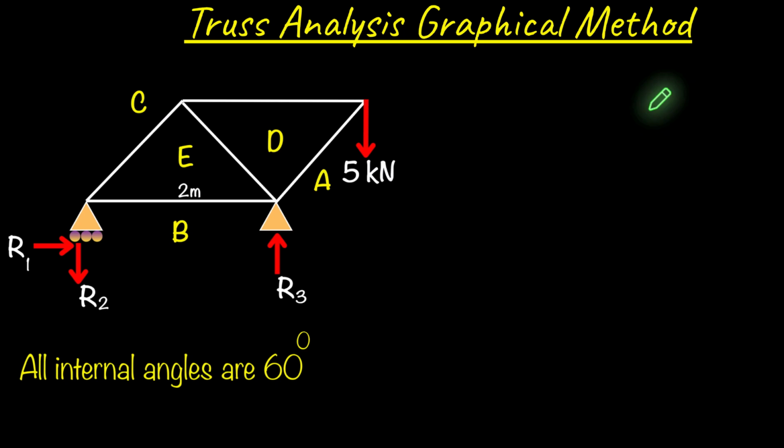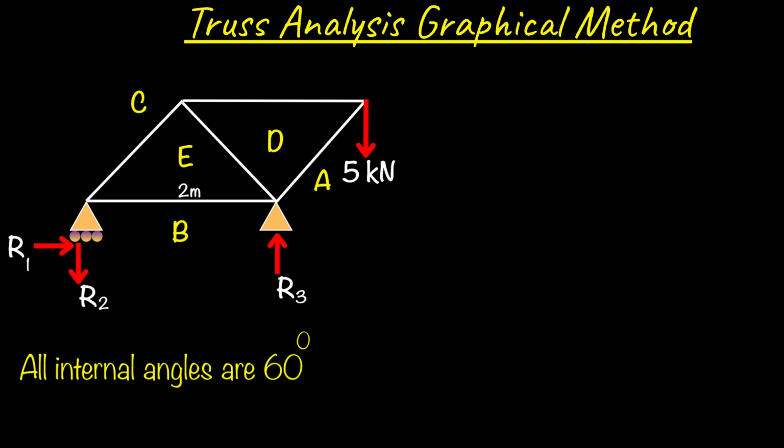The graphical method is one of the most powerful methods to analyze a truss system, but 99% of students fail at it because of one or two easy to miss steps that I'm going to highlight today, and I'm also going to show you how to fix them if you make these mistakes.